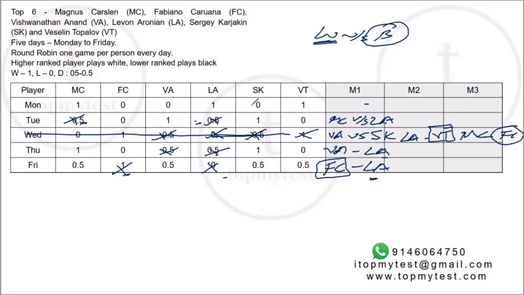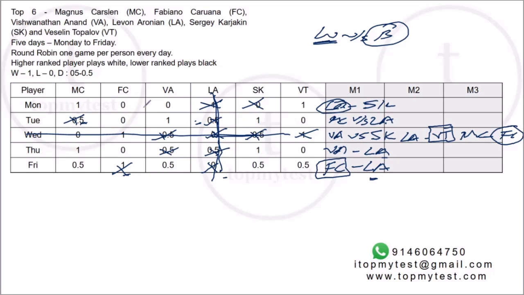He will play with white and he beat SK. So LA will beat SK. So we have taken care of everything of LA. We've taken care of Wednesday. Now, let's proceed further. If you look at FC and VA, they are next to each other. I mean, all the others have roughly the same number of matches played. So, if you look at FC and VA, when will they play?